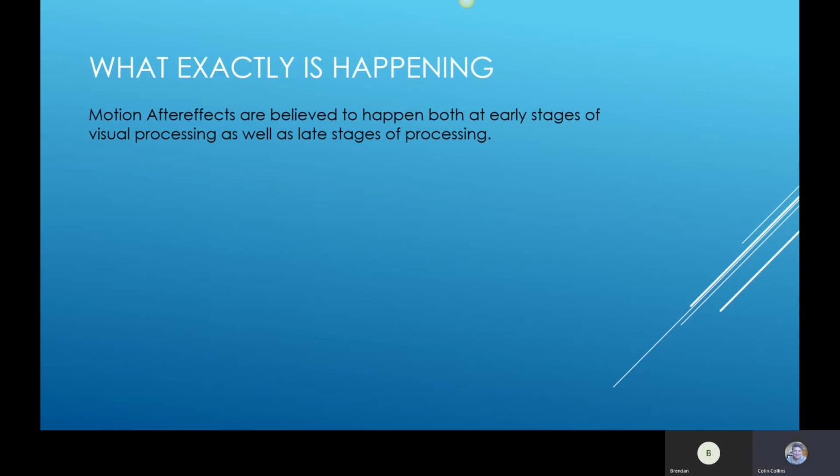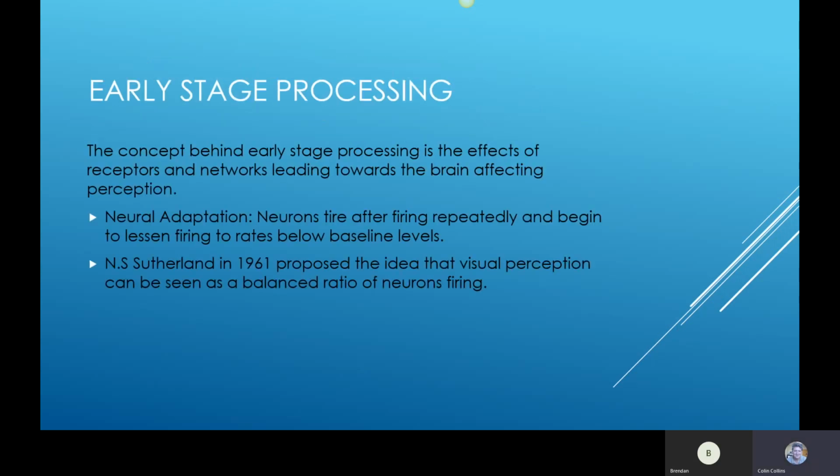Now, we don't know exactly, but it's believed to happen both at early stages of visual processing as well as late stages of visual processing. So, early stage processing refers to what happens at the receptors and networks leading up to the brain. Specifically, what we believe is going on here is neural adaptation. So, neurons tire after firing repeatedly and begin to lessen firing rates to below baseline levels.